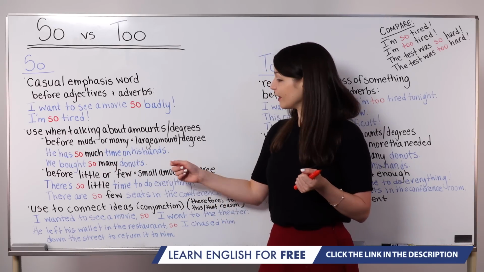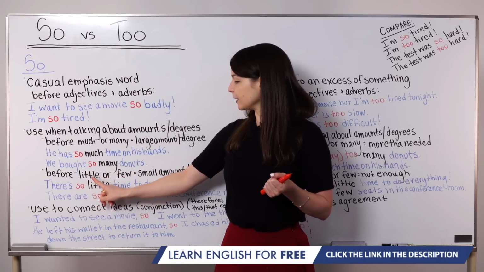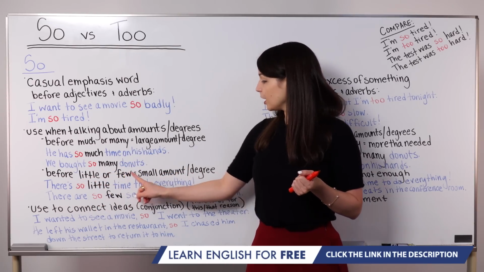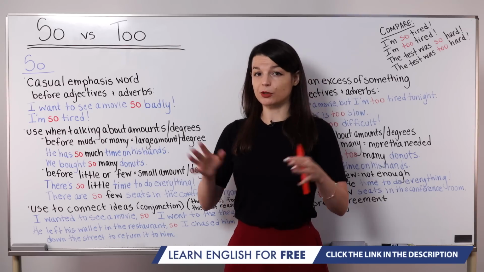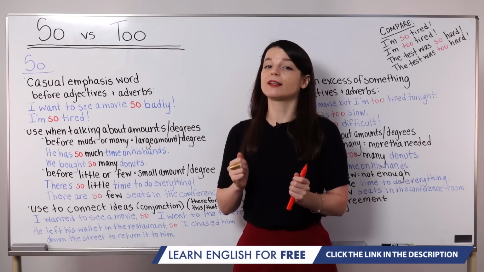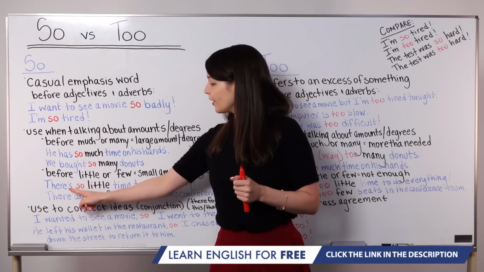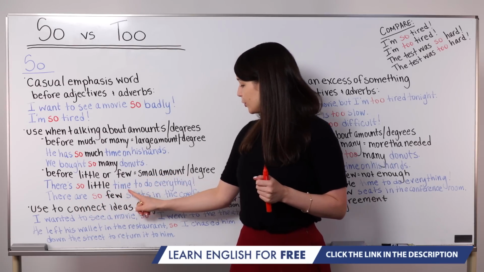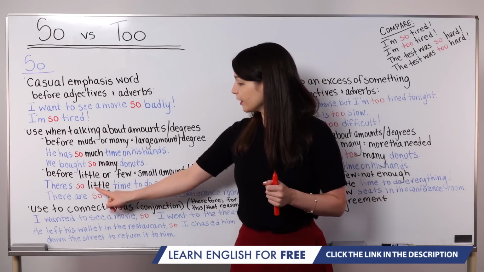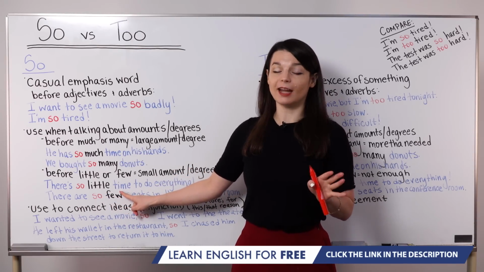Now, I want to look at the opposite. So when we use so before little or few, it refers to a small amount or a small degree of something. And the same countable, uncountable noun rule applies. Examples. There's so little time to do everything. So here, little is used before time, which is again an uncountable noun.